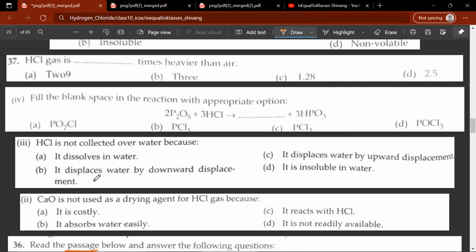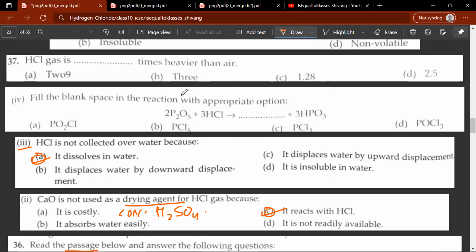Second question, CaO is not used as a drying agent for HCl gas because it reacts with HCl. So that's why concentrated H2SO4 is used as, just write it down. Concentrated H2SO4 is used as drying agent instead of CaO or P2O5. Third question, HCl is not collected over water because it dissolves in water. It is highly soluble in water.